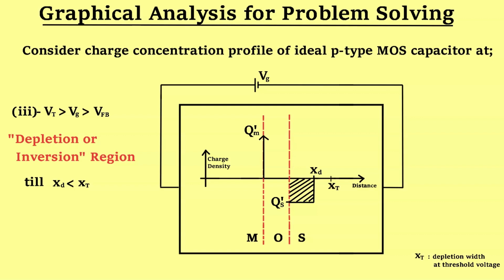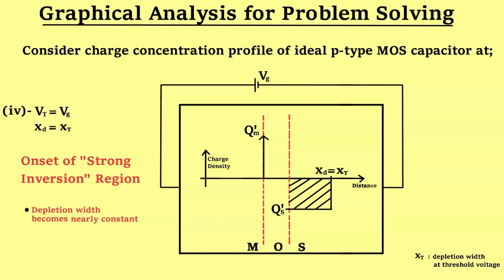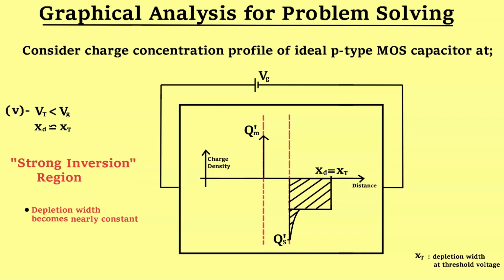As we keep increasing the gate voltage, the depletion width will keep increasing until it reaches its maximum value, which occurs at threshold voltage. In the shown profile, the depletion width is maximum, which occurs when the gate voltage is equal to threshold voltage. If the gate voltage is increased further, the depletion width remains nearly constant, but the deposited charge increases. We represent the increase in charge in the form of a spike near the interface. This is a general charge distribution plot for a p-type MOS capacitor in the strong inversion region.